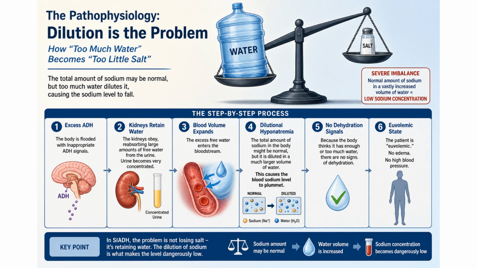So let's follow the chain of events. First, you have excess ADH. This tells the kidneys to retain large amounts of free water, which makes the urine very concentrated. This extra water then enters the bloodstream, and while the total amount of salt in your body hasn't changed, it's now diluted in a much larger volume of water. This is called dilutional hyponatremia. A key feature of SIADH is that the patient is euvolemic, meaning they aren't swollen with edema because the body isn't retaining salt, just water.